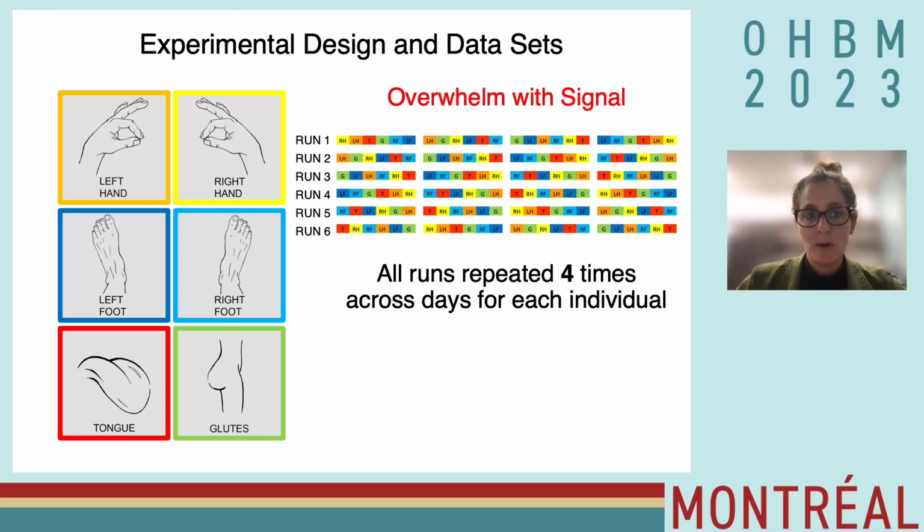So, in our experimental design, participants performed a block design task paradigm consisting of 6 types of movements: right and left hands, right and left foot, tongue, and glutes. What we basically did is we overwhelmed with signal. Each participant had 4 sessions with 6 runs in each, adding up to 576 separate blocks of body movements per participant.